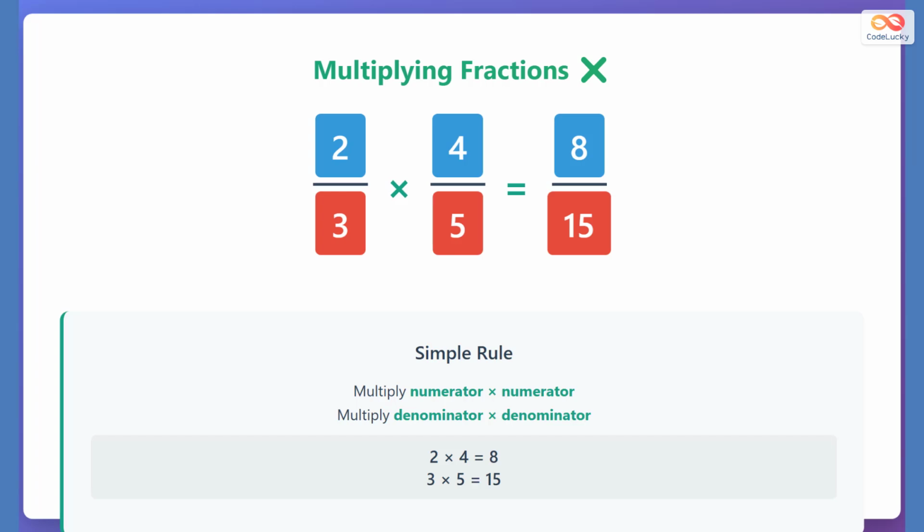Multiplying fractions is straightforward. Multiply the numerators together to get the new numerator, and multiply the denominators together to get the new denominator. There is no need to find a common denominator. For example, to multiply 2/3 by 4/5, multiply 2 times 4 to get 8, and 3 times 5 to get 15. The result is 8/15.